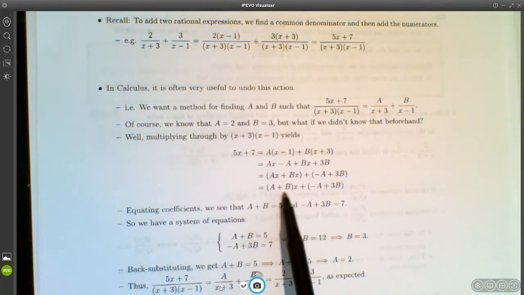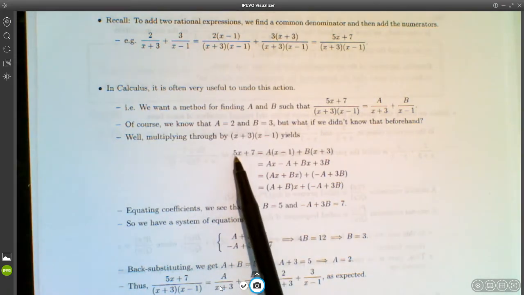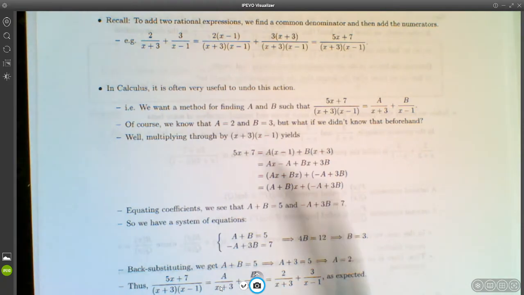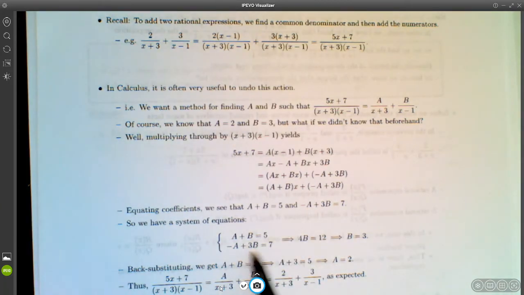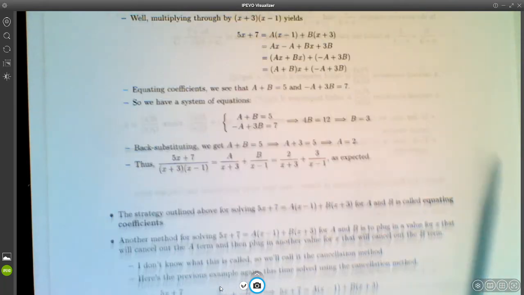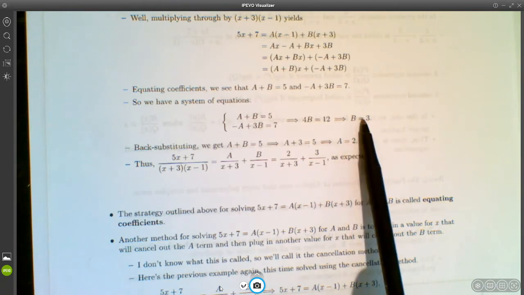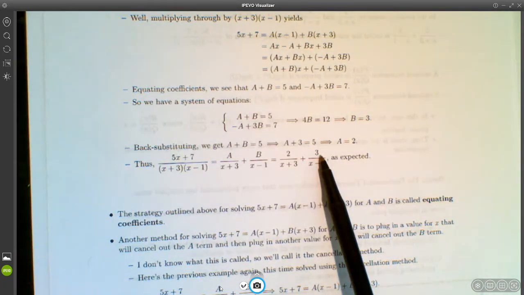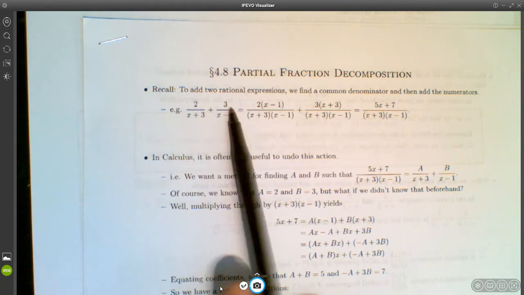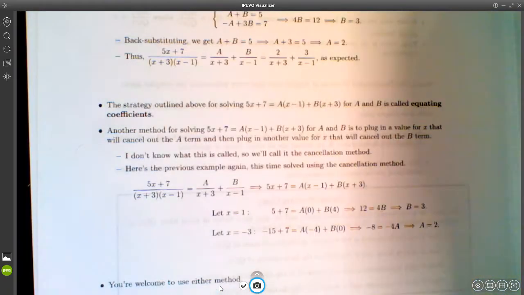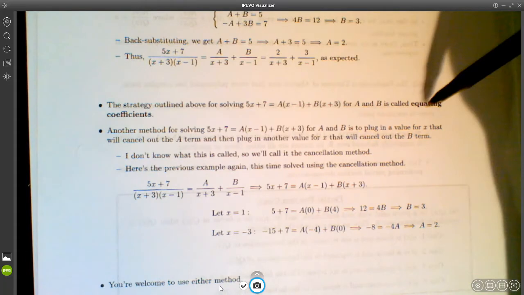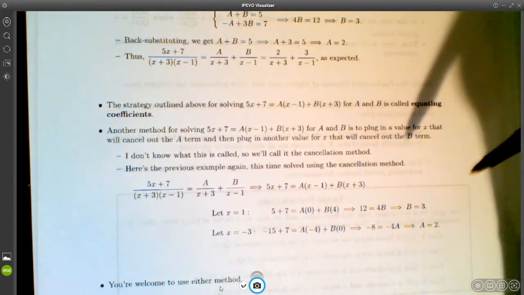And then we can equate the coefficients, right? We know that a plus b should equal 5, and we know that negative a plus 3b should equal 7. So we get these two equations that form a system, and we can solve the system. If we solve the system, we discover that a equals 2 and b equals 3, just like we would have expected. So that strategy is called the equating coefficients method.